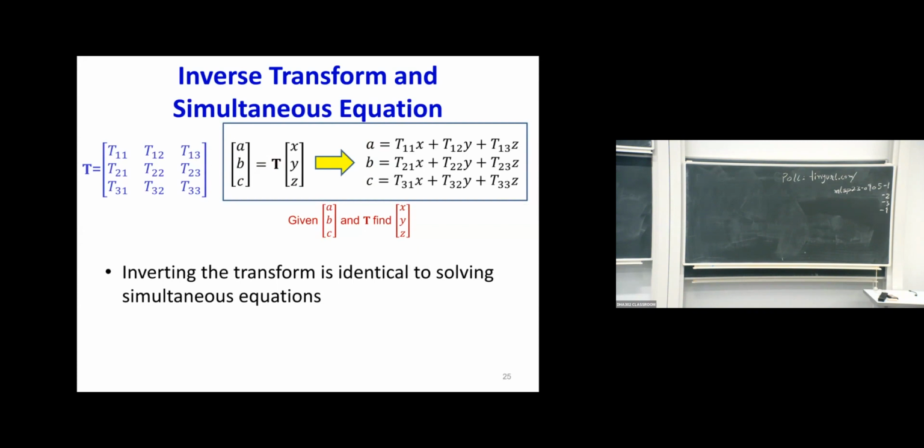What is the condition for me to be able to solve this set of equations? First thing, I should have at least as many output variables as the number of input variables. And then the matrix must be invertible. So the process of inverting the matrix is basically just that of solving the simultaneous equations, right?